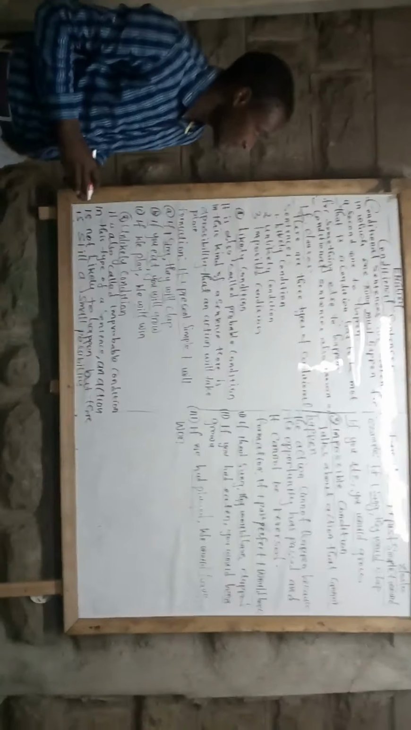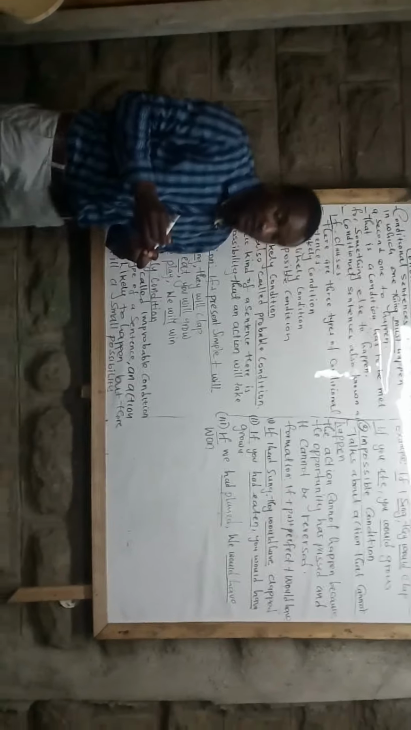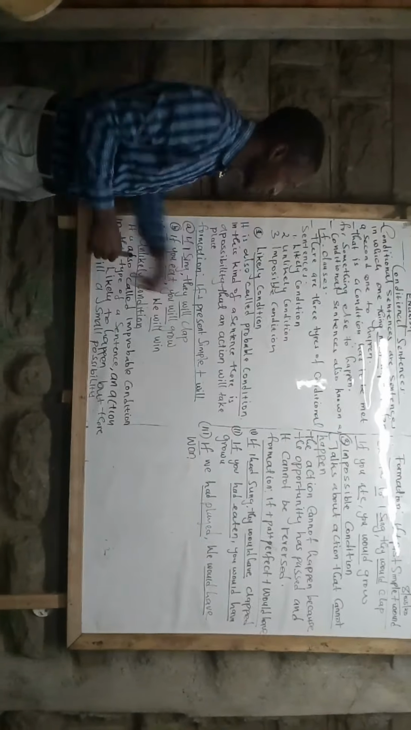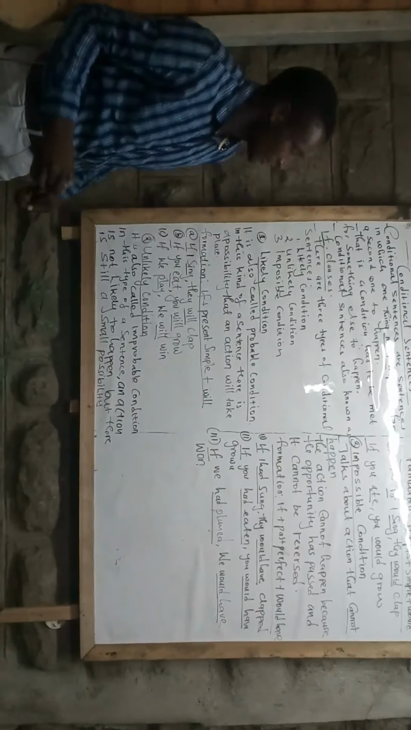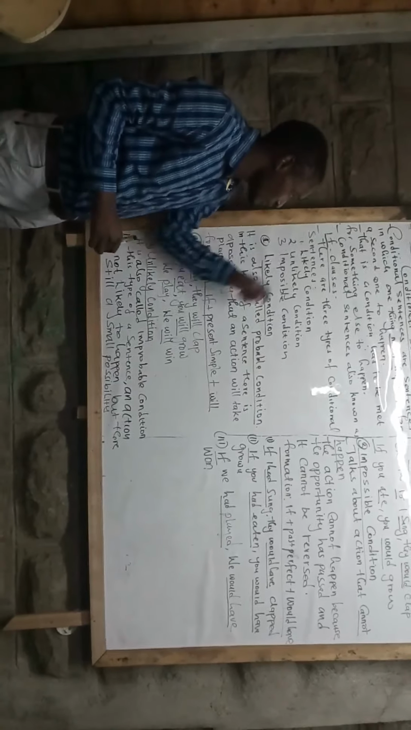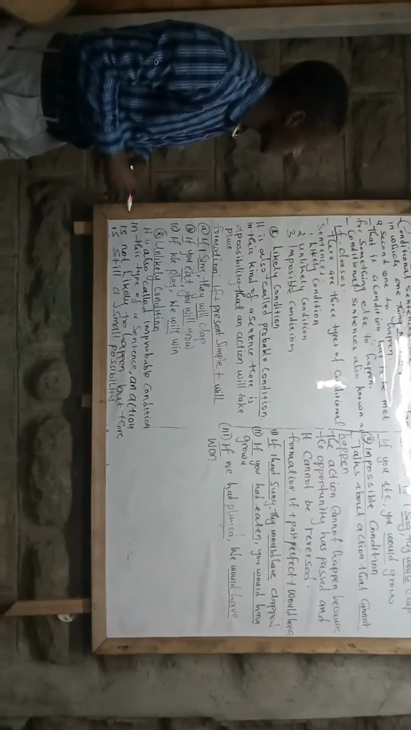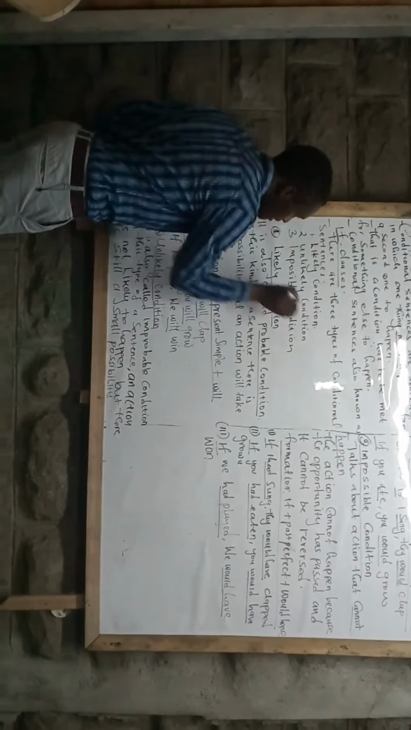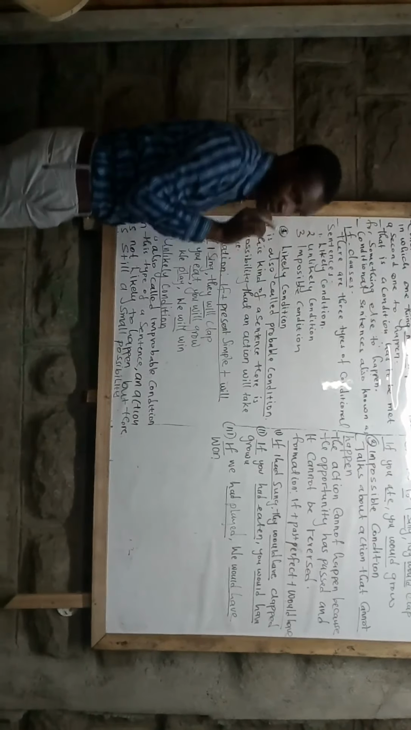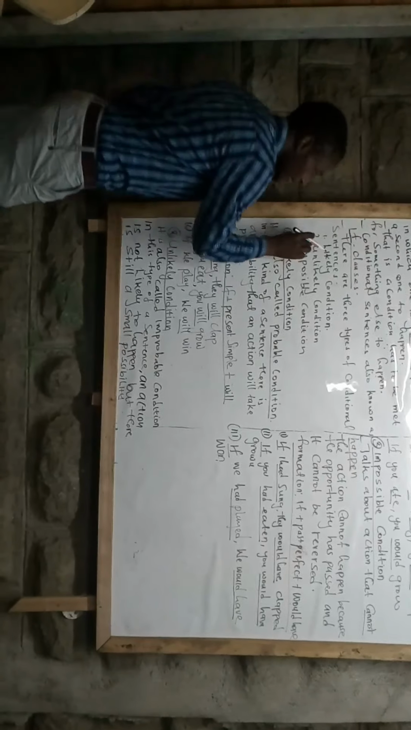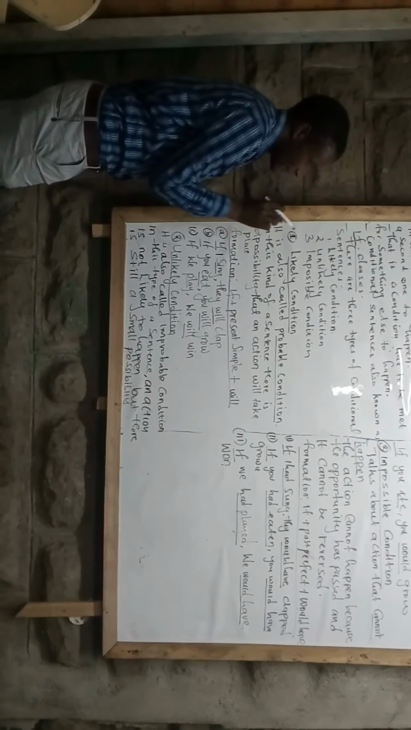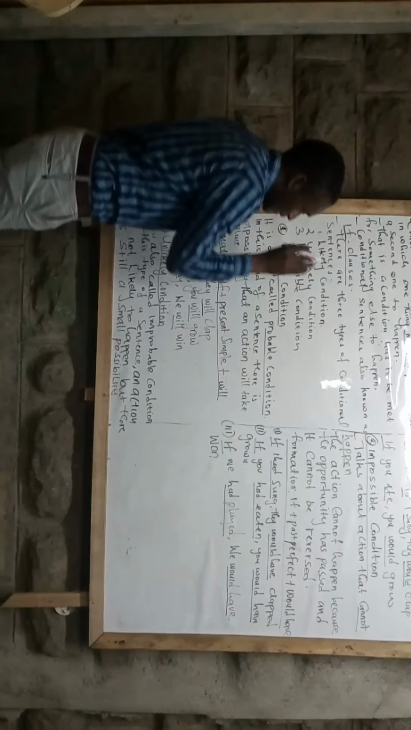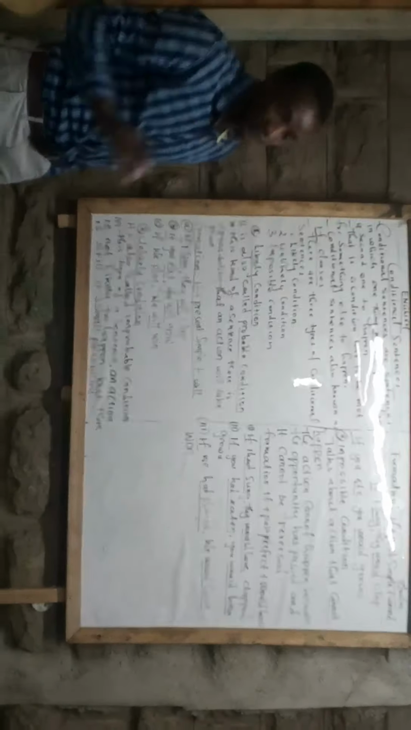There are three types of conditional sentences. The first one is likely condition. The second one, unlikely condition. And then the third one, impossible condition. We will look at the three of them and see where the difference is.